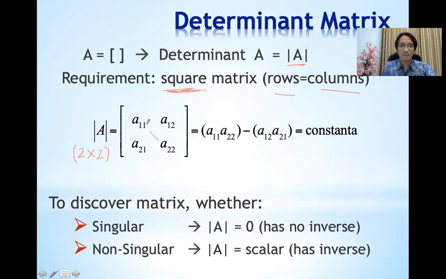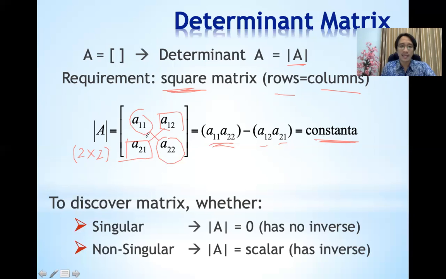You just need to multiply this part, A1,1, row 1, column 1, with row 2, column 2. And then minus it with the other way of value, A1,2 with A2,1. And find the constant of this result. Now, the determinant of a matrix.